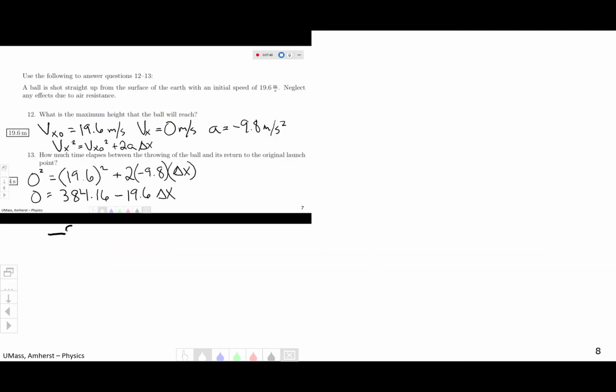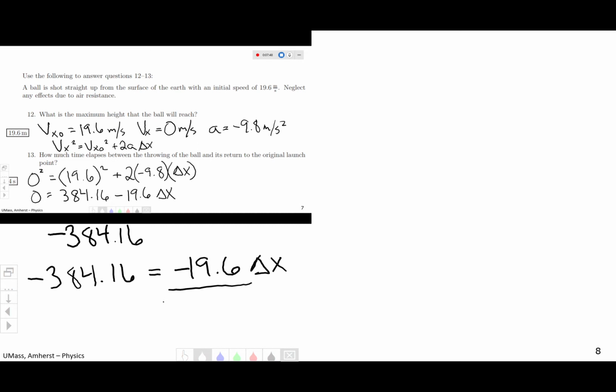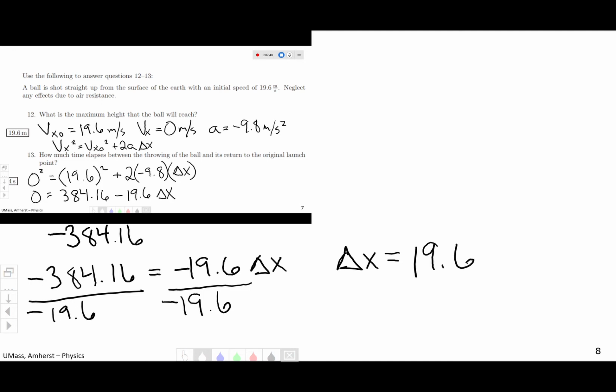So if we subtract over 384.16, we have negative 384.16 equals negative 19.6 delta x. Divide by negative 19.6, and we have a delta x of, again, which is interesting, getting a lot of 19.6s, 19.6 meters. Okay, so there's your answer to the first part.